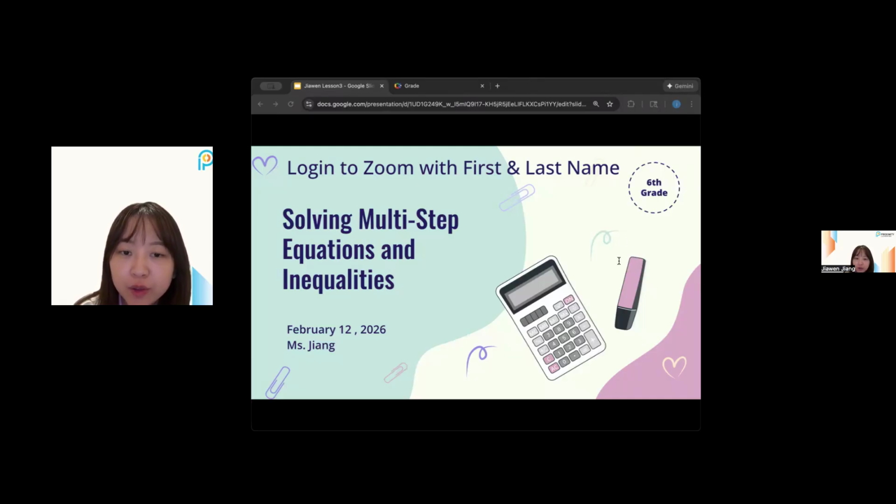Today we are going to work on solving multi-step equations and inequalities. This is an important skill because in real life, problems usually take more than one step to solve.